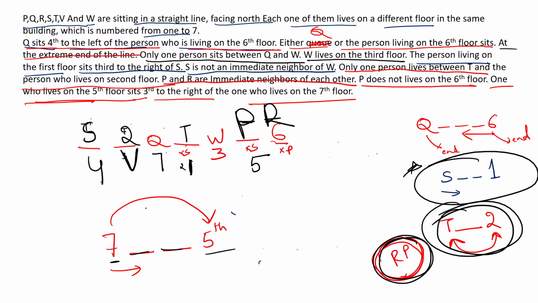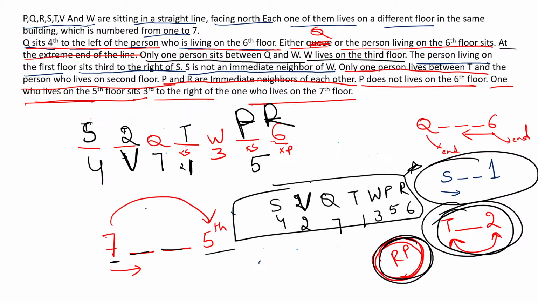So your answer should be: S is on 4th floor, V is on 2nd floor, Q is on 7th floor, T is on 1st floor, W is on 3rd floor, P is on 5th floor, and R is on 6th floor. This should be your actual answer.